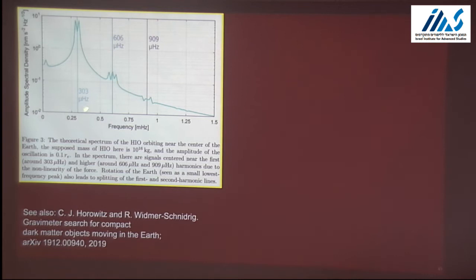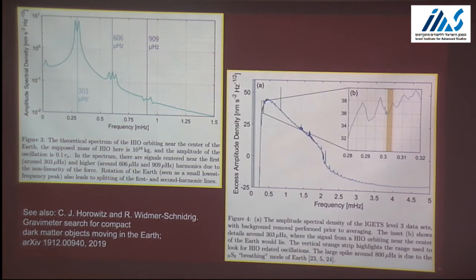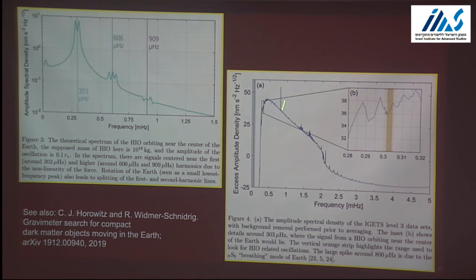So 55 minutes corresponds to 0.3 millihertz, and due to the rotation of the Earth, there is a splitting due to the fact that the potential is due to the density being non-uniform. You can also have harmonics of the signal, so that's the predicted spectrum. And then this is the real data, and you can look in the region of interest and analyze what's going on.